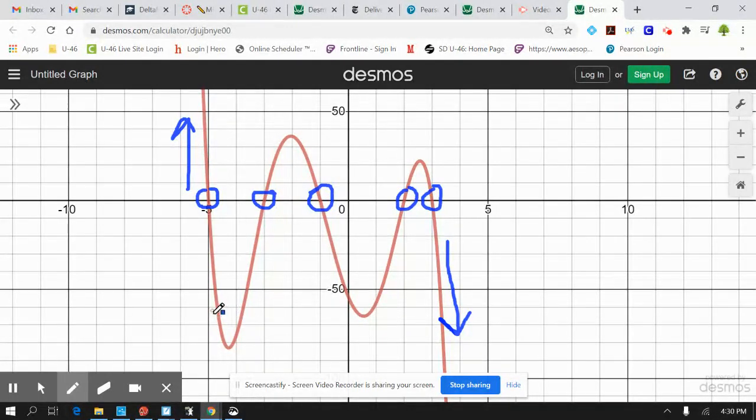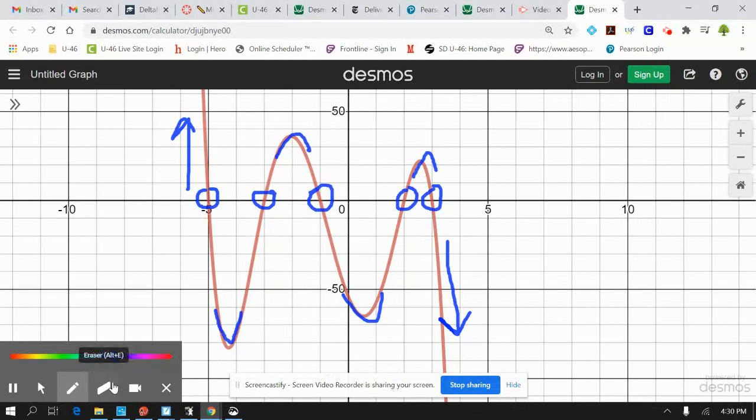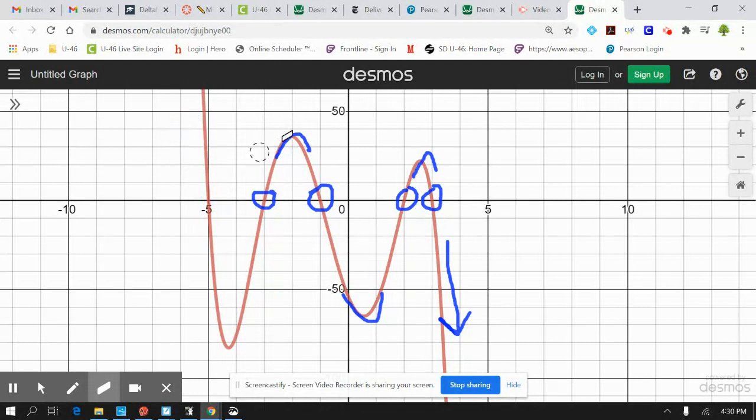And then remember how many turning points there were? 1, 2, 3, 4 turning points. So the amount of turning points is always one less than the actual degree. The maximum amount of turning points, I should say.